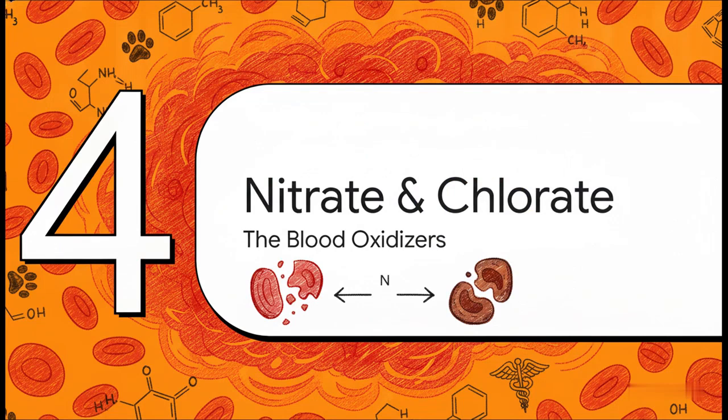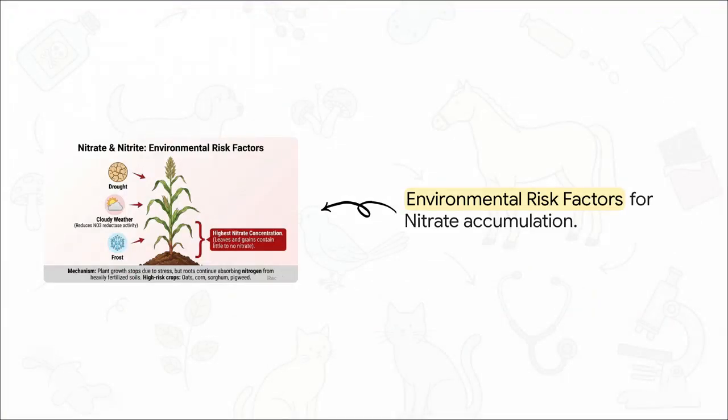Section 4. Nitrate and chlorate oxidizers, the blood oxidizers. This next category is a total classic exam trap, mostly because your differential diagnosis skills are absolutely critical here. Let's look at nitrate and nitrite.